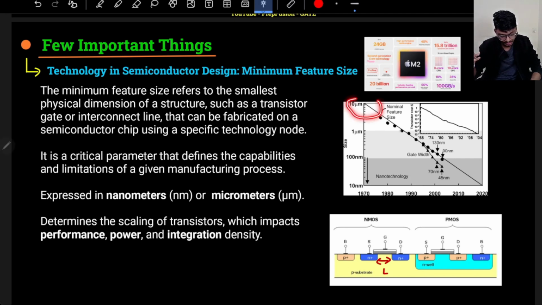Initially we were at around 10 micrometers, around the 1980s. Now we have moved to nanotechnology around 2000. So our length is reducing along a graph, and we are on a very fast pace. We are reducing our transistor size very fast, so it will only help us. It will give us more processing power, and more transistors will be able to fit in the same area. So that's why.